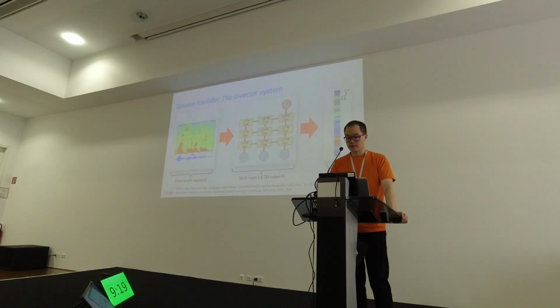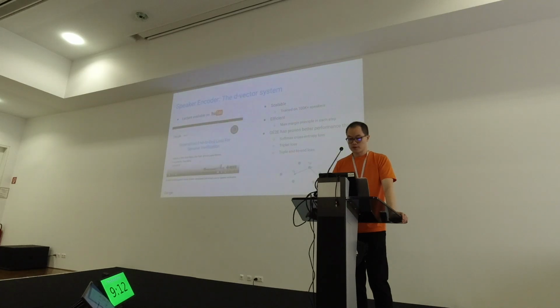The speaker encoder is also known as the D-vector system. It's basically a multi-layer LSTM network. You can find more details in this paper. I also uploaded my lecture on this system to YouTube, so you could watch this video if you are interested. Basically, our D-vector system is a highly scalable system trained on hundreds of thousands of speakers. It's very efficient and has proven better performance than traditional systems like cross-entropy training or triplet loss or tuple-end loss.